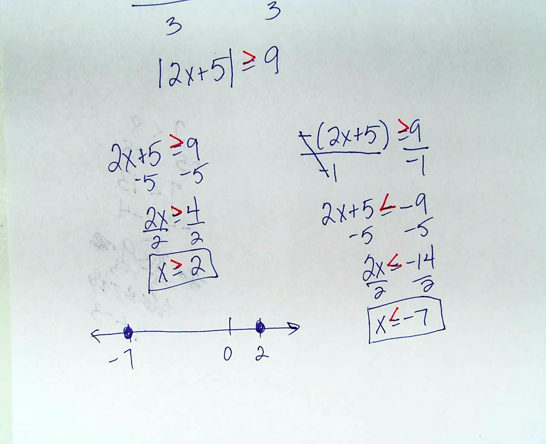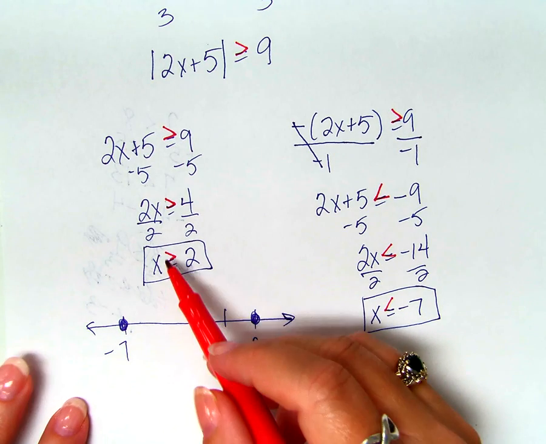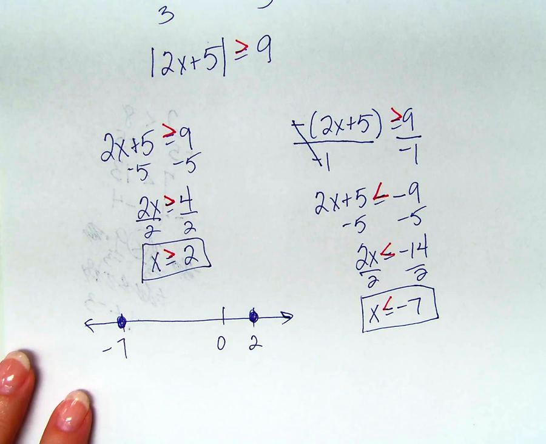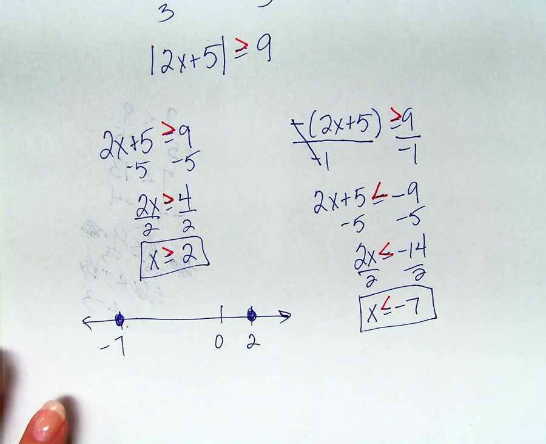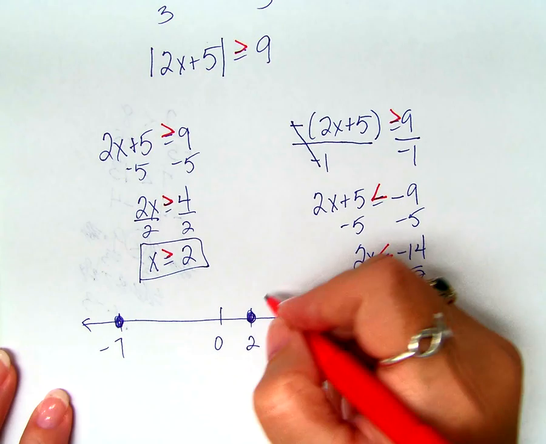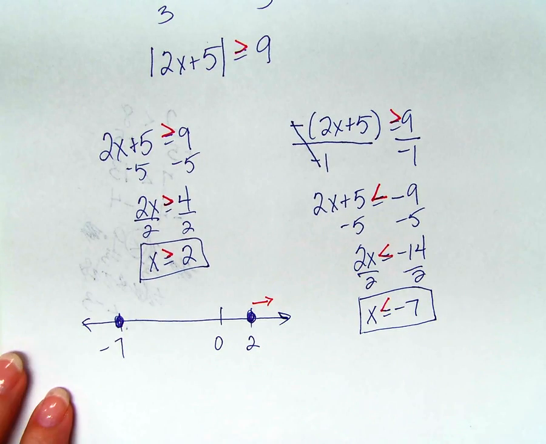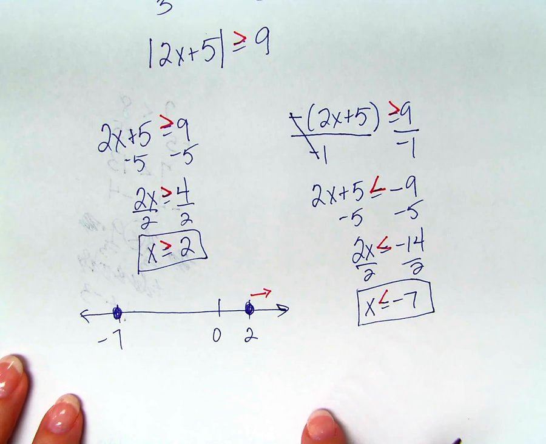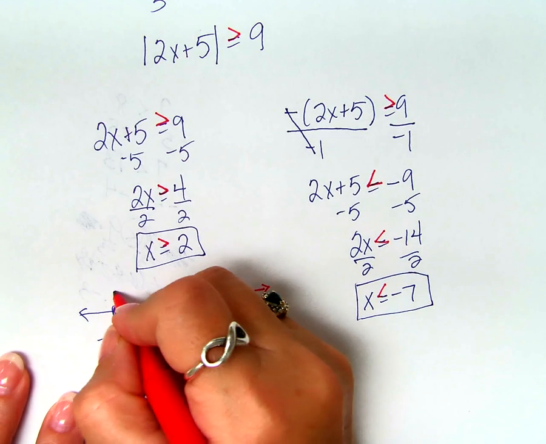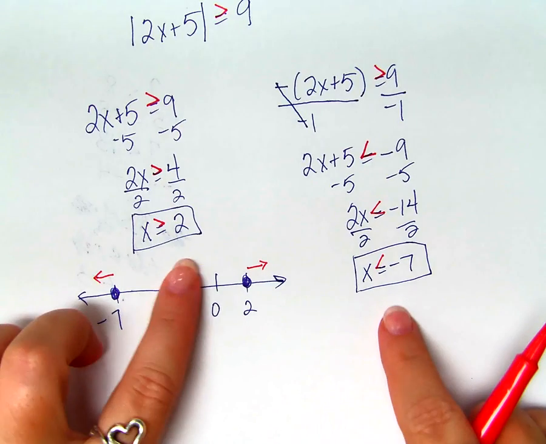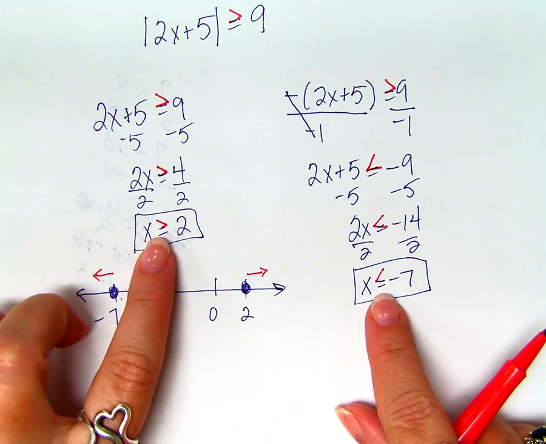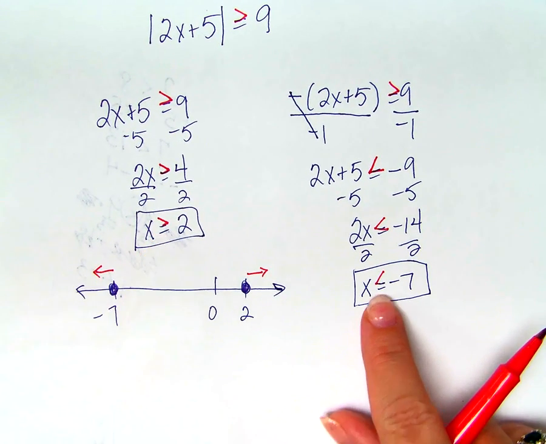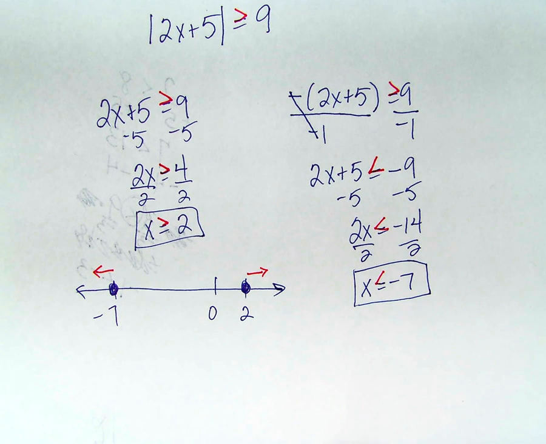We're shading. So x is greater than or equal to 2. Which direction would I shade for that? That way, right? What about this one? x is less than or equal to -7. This way, okay? Now, are these open circles or closed circles? Why are they closed circles? Because they're or equal to.